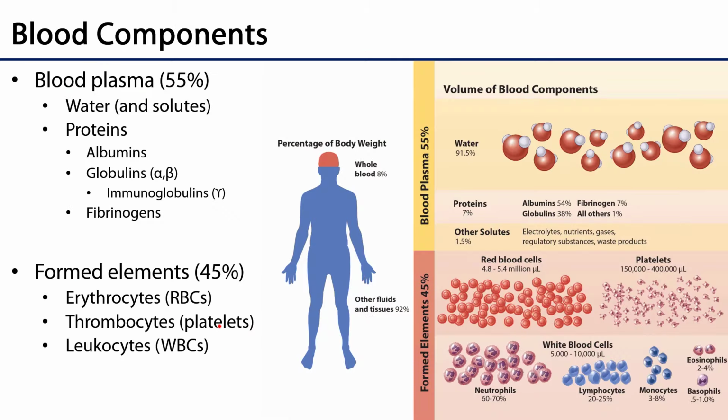Now the individual blood components, if we were to think of blood as a solution, solutions have two parts. There's going to be the solute and the solvent. The solute is everything that gets dissolved or incorporated in the solvent. And the solvent here is water.